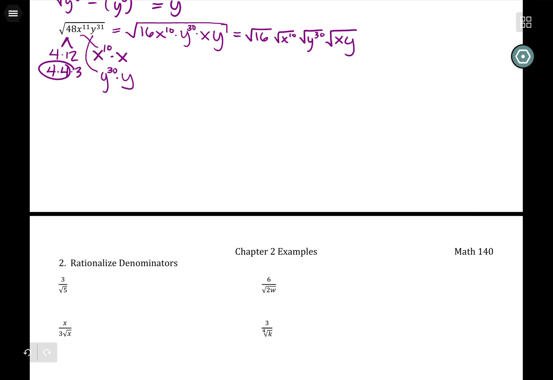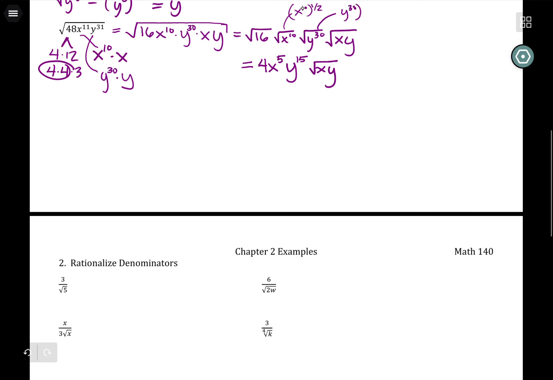And then I can go ahead and take some of those square roots. The square root of 16 is 4. The square root of x to the 10 is x to the 5th. The square root of y to the 30 is y to the 15, and the square root of xy can't be improved on, so we'll just leave it. And again, remember, one way to think about this is x to the 10 raised to the 1/2 power, so the power gets cut in half when you take a square root.